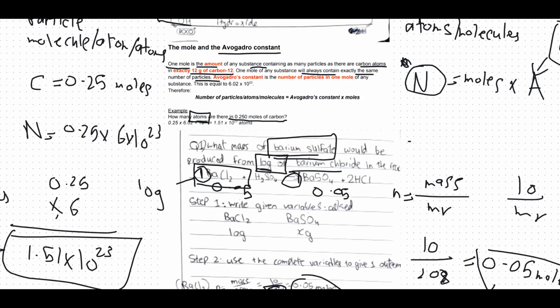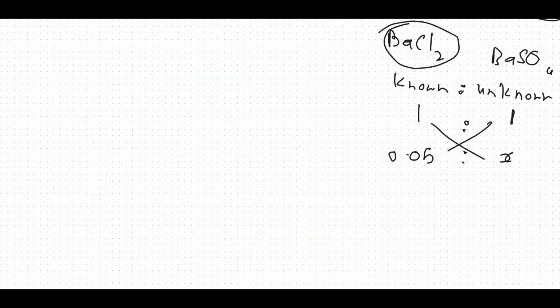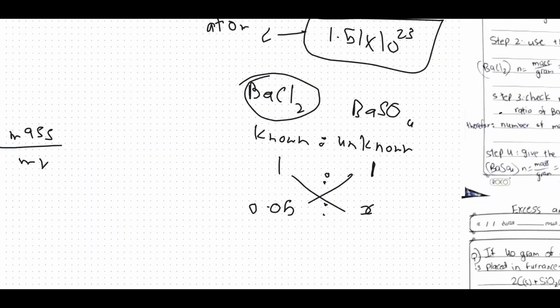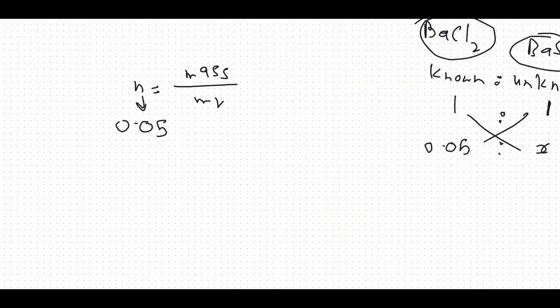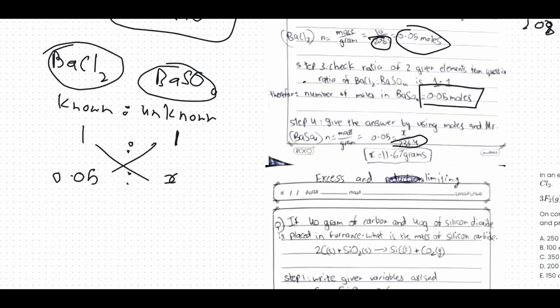So now I need to find the mass. I know the number of moles, n, right? This is n, it's 0.05. I can use the Mr of barium sulfate. The Mr, I think it's here, 233. Mr is 233. So I would simply multiply the number of moles with the Mr. It's 233, and I'll get my mass. So the mass is 11 grams, or 12 grams to simplify.